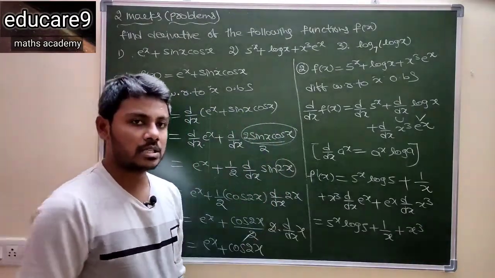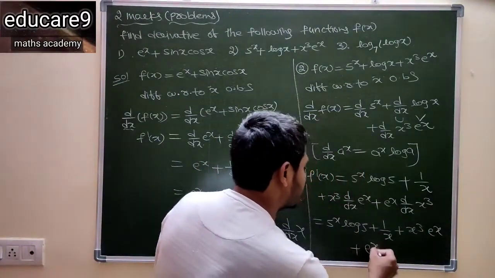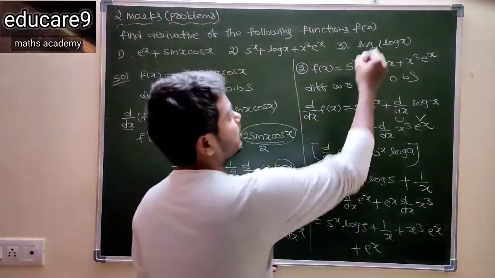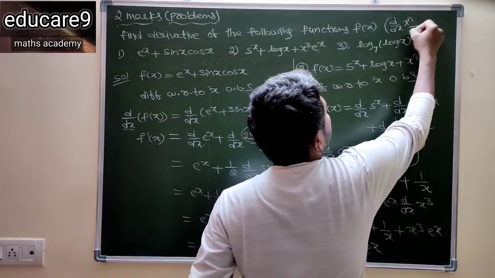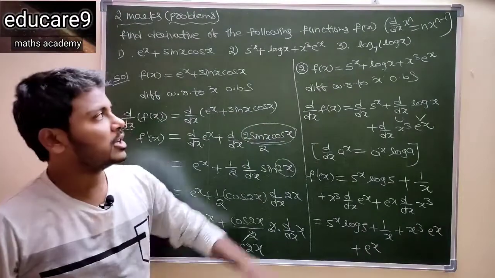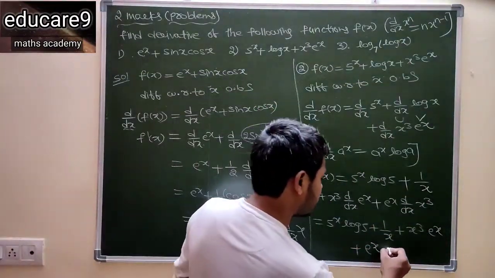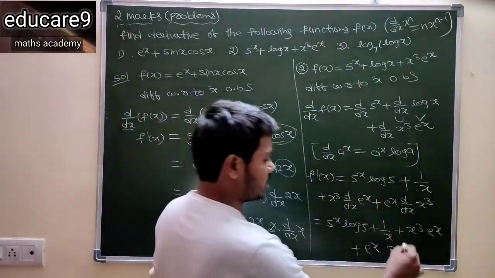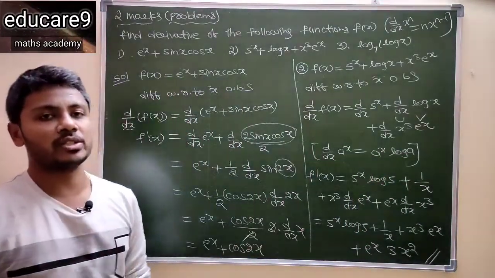The derivative of e power x is e power x, plus e power x into the derivative of x power 3. So here you know that the formula for d by dx of x to the power of n is n into x to the power of n minus 1. So in place of n, 3 is there. So this can be written as 3 into x power 3 minus 1, that is 2. So this is the derivative of the given function.